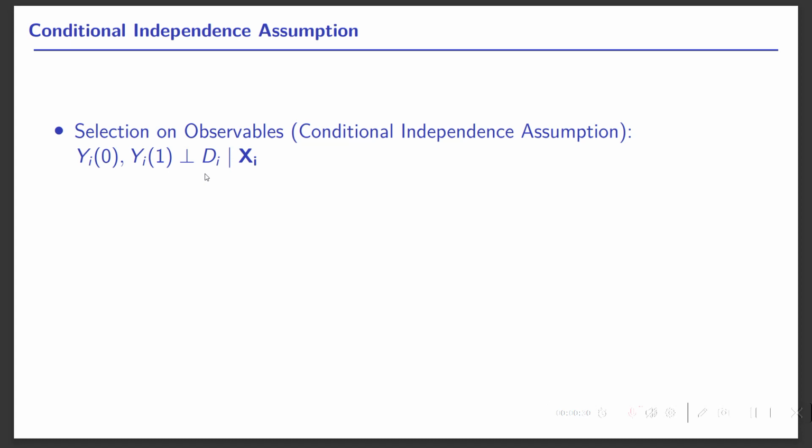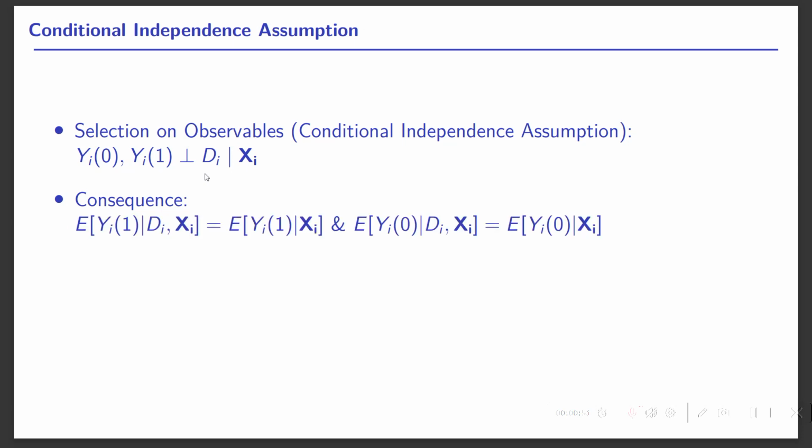So, what are the consequences of that? Well, there are two primary consequences. I'm giving you them so you have some more intuition on how these methods work. Firstly, that means that if we know the covariates Xi, then knowing the treatment status gives us no additional information on the potential outcomes. So we can drop the treatment status from the conditional expectation.